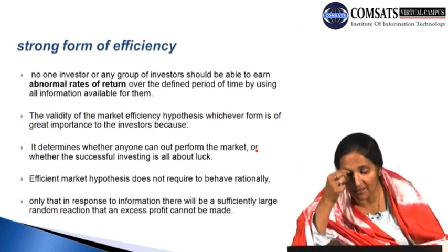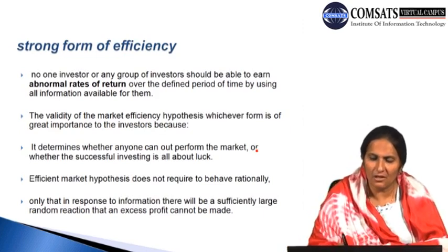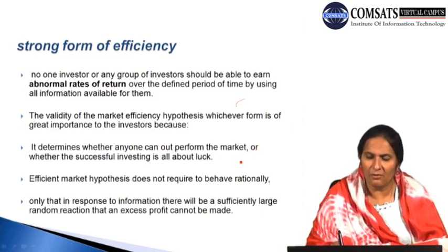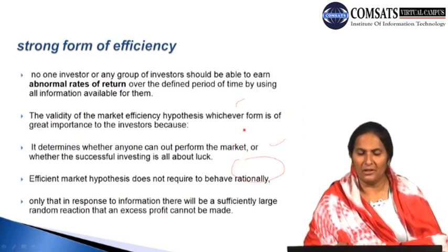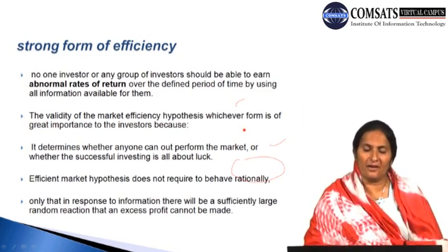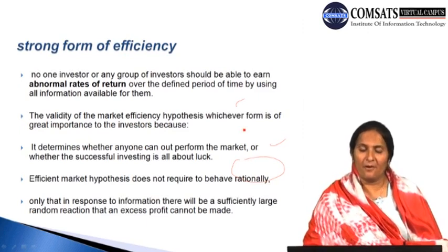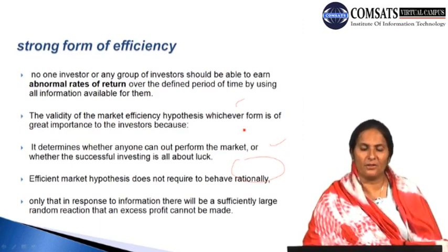So the efficient market hypothesis does not require investors to behave rationally. What is the reason? The reason is that in response to the information, there will be a sufficiently large random reaction that an investor cannot make a profit from it. Because a large number of random types of reactions emerge as a result of this information, we can say excess profit cannot be made.